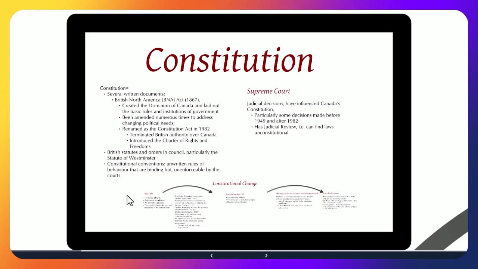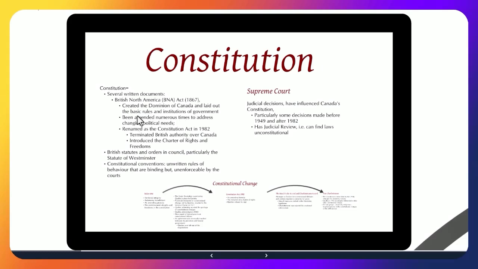So first of all then, the Canadian Constitution is composed of several different aspects. First of all, a series of formal written documents, the first one directly concerning Canada being the British North America Act, the BNA Act of 1867. This act created the Dominion of Canada and laid out the basic rules and institutions of government.